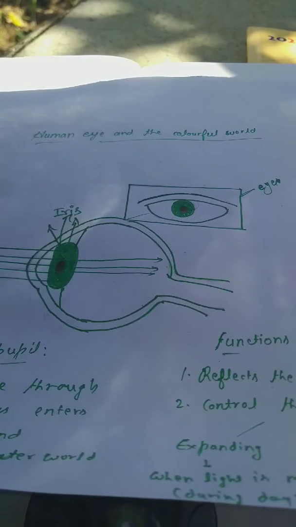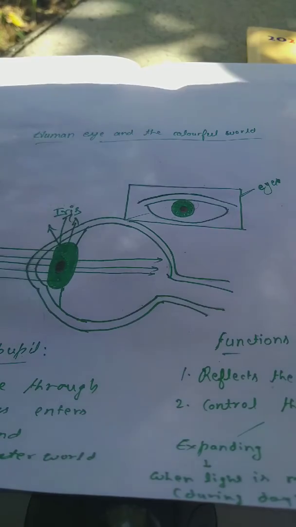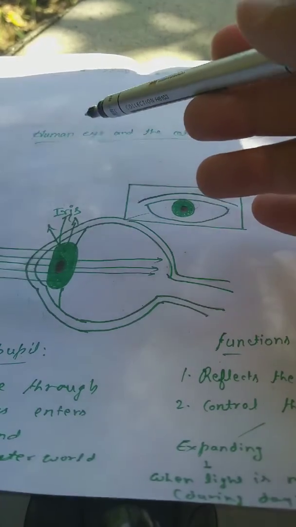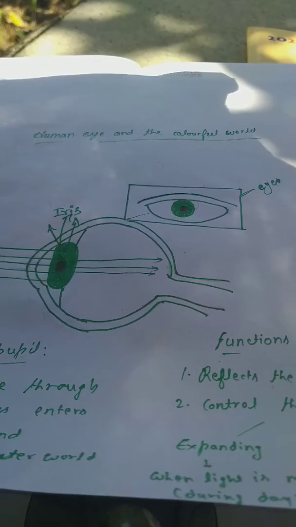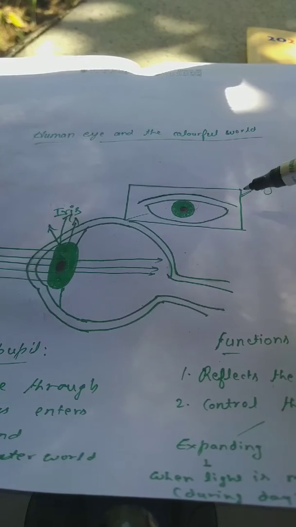My dear students, after finishing the reflection of light in science, we are going to move to the next chapter, and this is the human eye and the colorful world. Human eye and the colorful world. So let me first explain the eye.